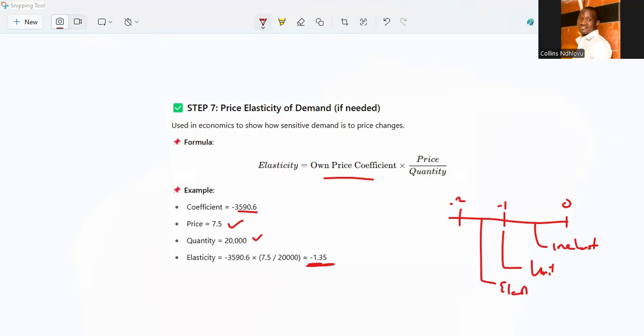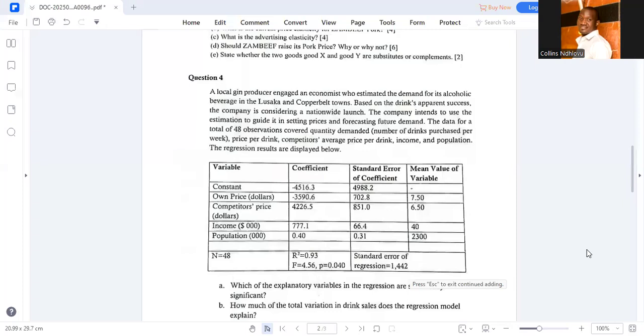Okay. So now let's go to the question. We've been given the following table. We're asked which of the explanatory variables are statistically significant. So when we analyze this table properly, we want to see the aspect of significance.